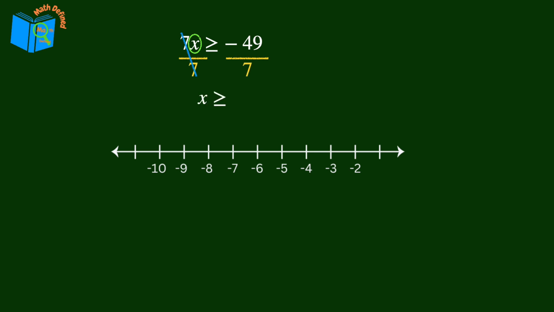The 7's on the left side cancel out, leaving x is greater than or equal to. On the right, -49 divided by +7 is -7. The solution is x is greater than or equal to -7. Let's graph it. We need a closed circle at -7, and the arrow will shade values greater than -7.